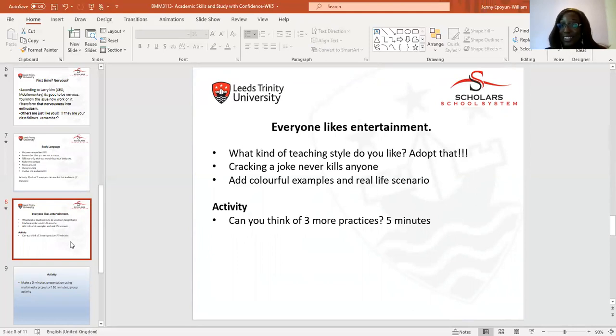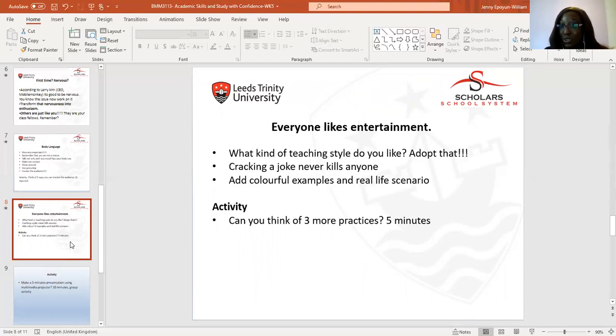So yeah, everybody likes entertainment. Everybody likes to be entertained. We want something that can capture our attention, sustain our interests. So think about this. What kind of teaching style do you like? Do you like the lecturer or the teacher to just come and direct you? Or you prefer a discussing teaching style where the lecturer engages you in the discussion? Because when you are engaged in discussion, you will remember the examples and you wouldn't forget it in the exam or when you're doing your assessment. So whichever teaching style you prefer, it's good you adopt that practice, you imbibe that style in your presentation.